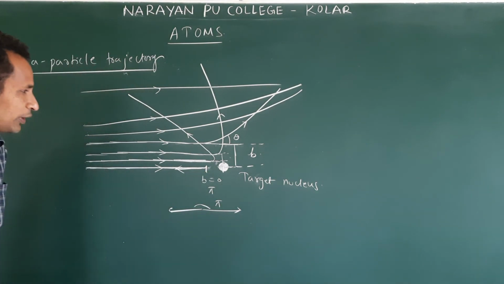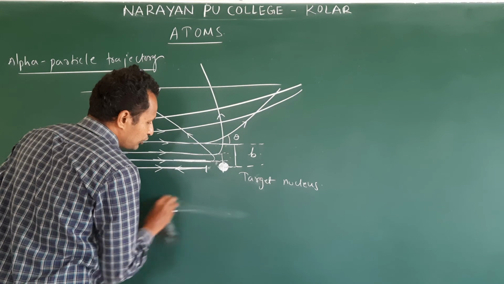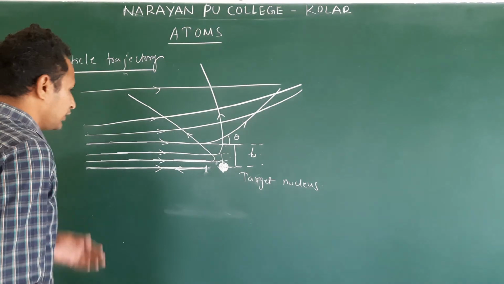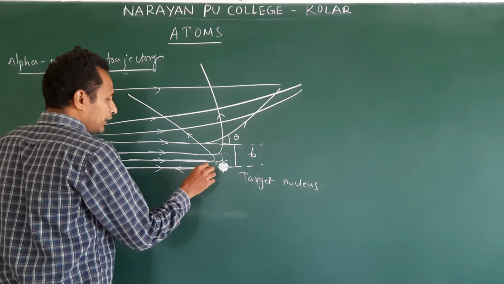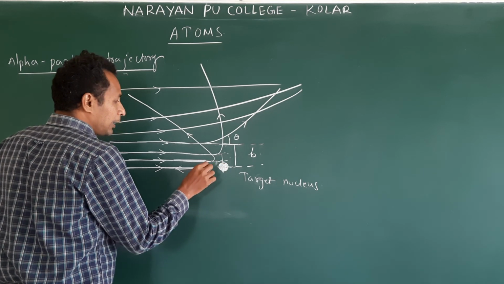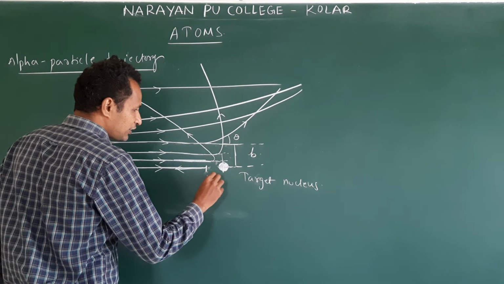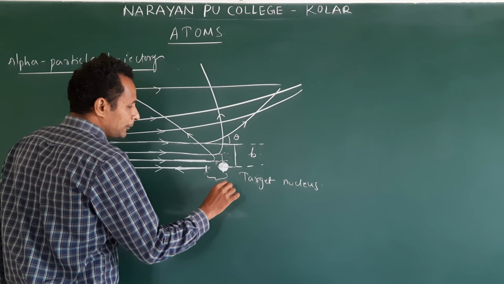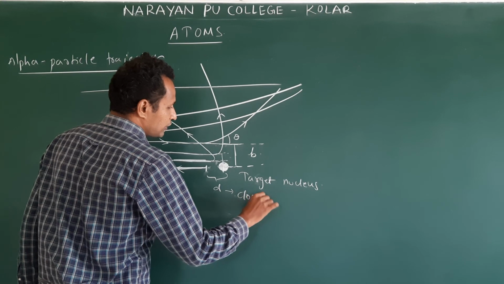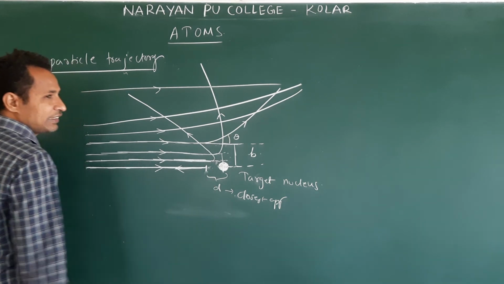So from this we can expect one more complementary question. Closest approach means the point where the alpha particle returns. The distance between the center of the nucleus and the point where the alpha particle turns back, let us say D, we call the closest approach. So how do we find this D?